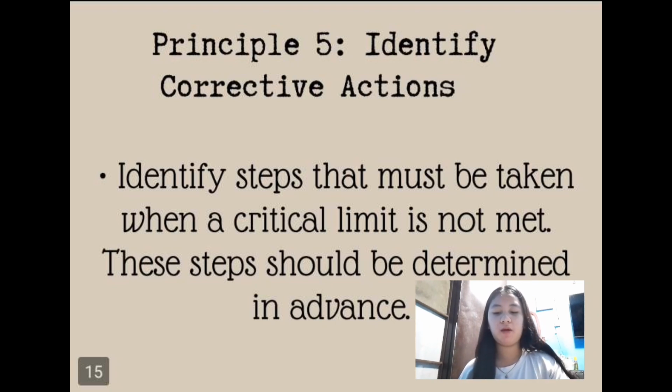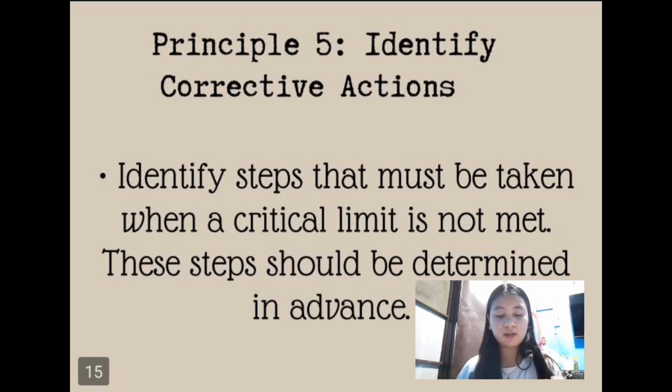Principle number 5: corrective actions. These are aspects of quality management that aim to rectify a task, process, product, or person's behavior when they produce errors or deviate from an intended plan. There are 7 steps in corrective actions.